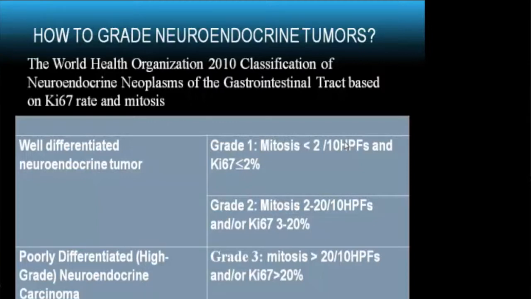In addition, the WHO groups grade 1 and grade 2 tumors into one big category. We call grade 1 and grade 2 tumors well-differentiated neuroendocrine tumors. But the grade 3 tumor is called poorly differentiated or high-grade neuroendocrine carcinoma.